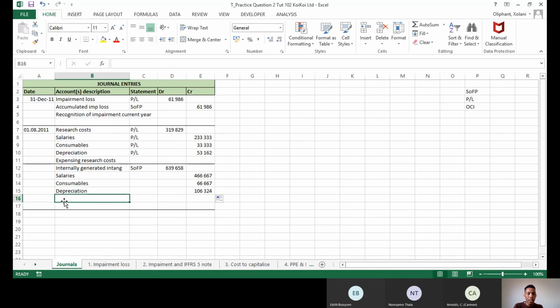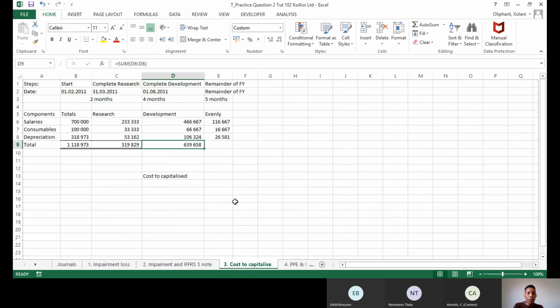And then you can say capitalizing development costs, or recognizing, whatever you call it, capitalizing development cost, internally generated intangibles. So that's how your journal entry would have looked. Now, remember we said this is what you're going to capitalize.